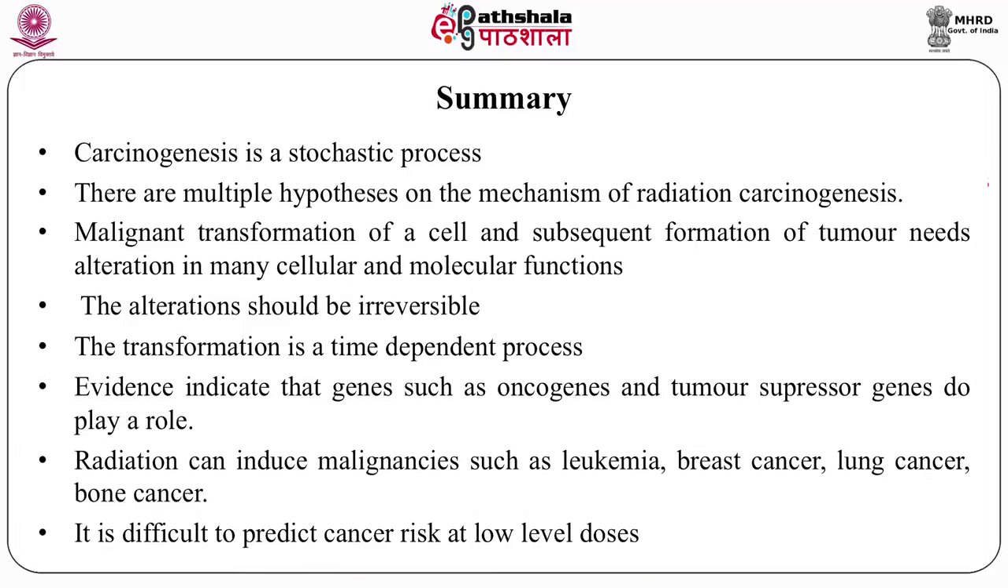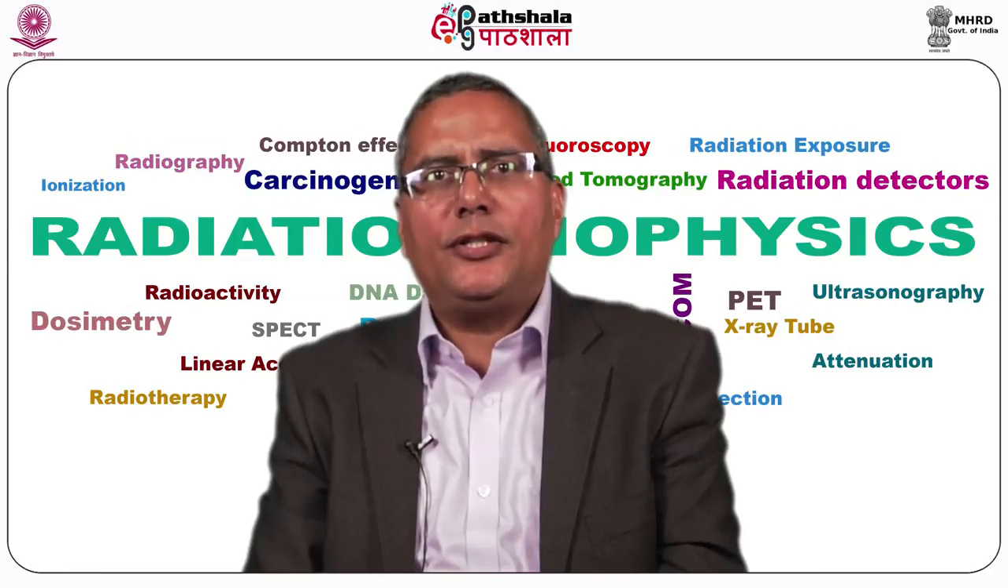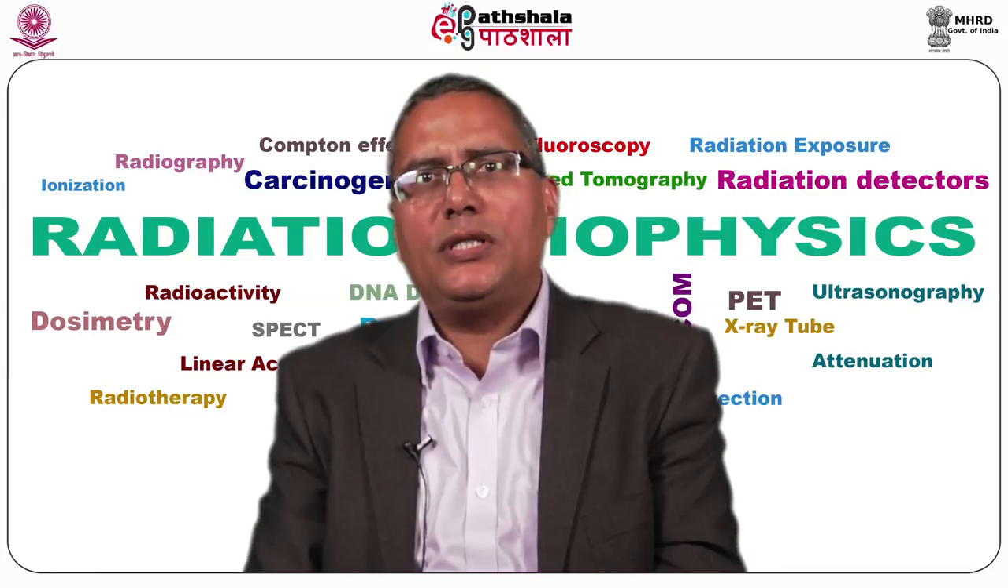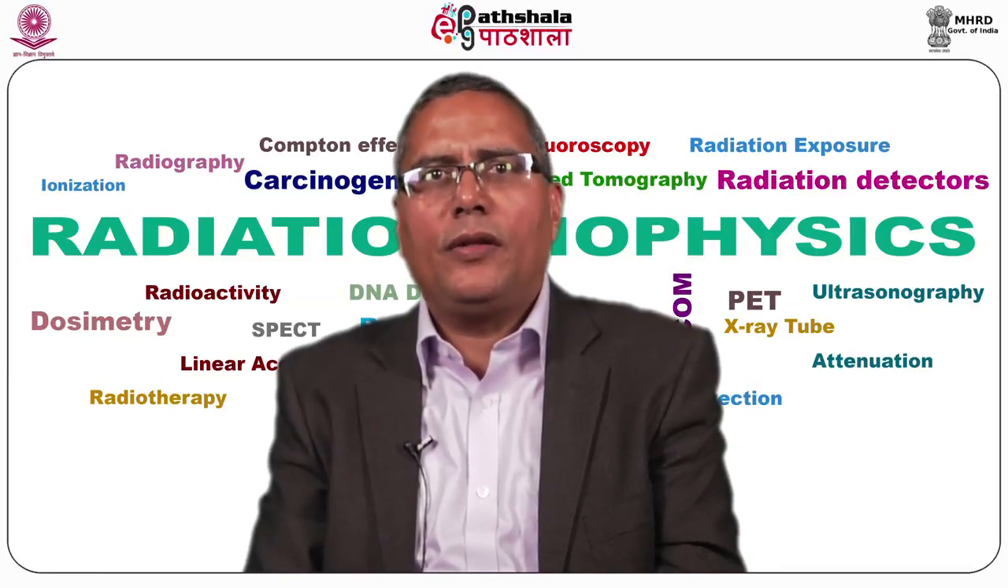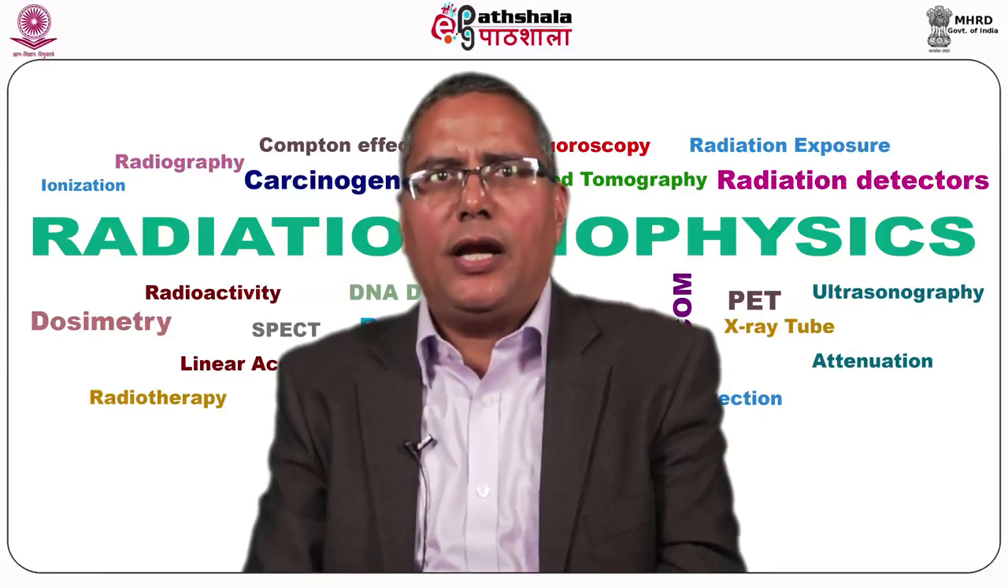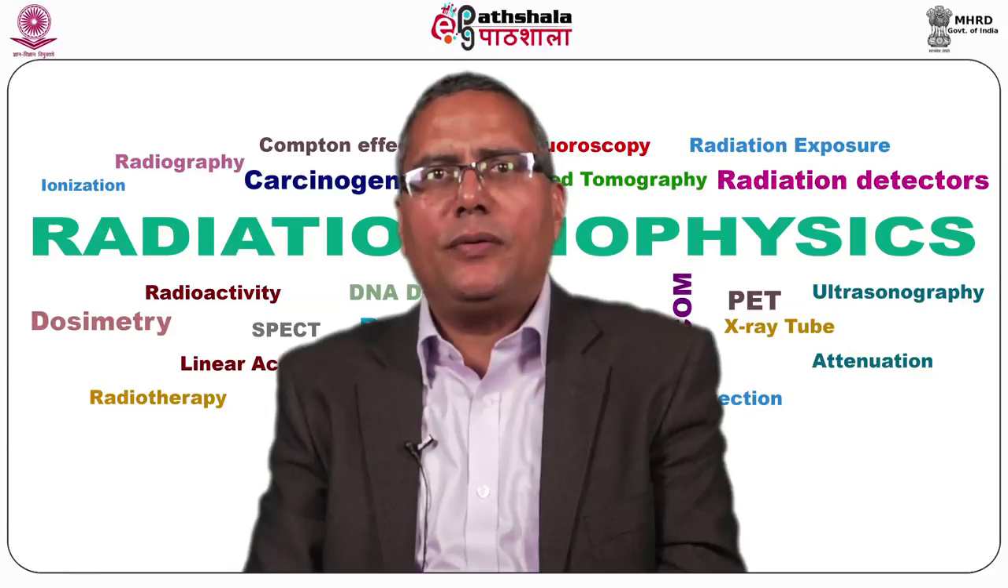The existing evidence indicates that genes such as oncogenes and tumor suppressor genes do play a role in radiation carcinogenesis. Radiation can induce malignancies such as leukemia, breast cancer, lung cancer, bone cancer, etc. The radiogenic cancers are indistinguishable from cancers caused by other chemical and physical factors or from naturally occurring cancers. It is difficult to predict cancer risk at low level doses, and hence risk models are used to predict the risks. These models are based on several sources of data such as animal experiments, atomic bomb survivors, and medical application of radiation. It has been observed that children and young adults are more susceptible to radiation-induced cancers than the old age population.